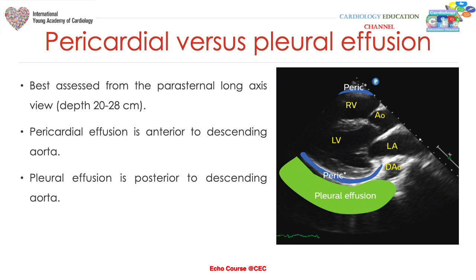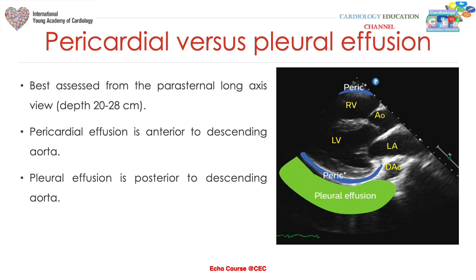One of the most important differential diagnoses for the pericardial effusion is to differentiate it from pleural effusions. So this is a big conflict, but we will try here to put some points to differentiate the pericardial from the pleural effusion. You should best assess from the parasternal long axis with a big depth, from 20 to 28 centimeters, so as to see the whole heart and part of the pleura.